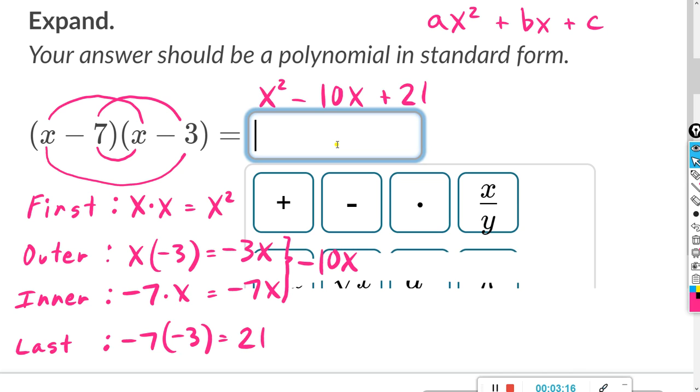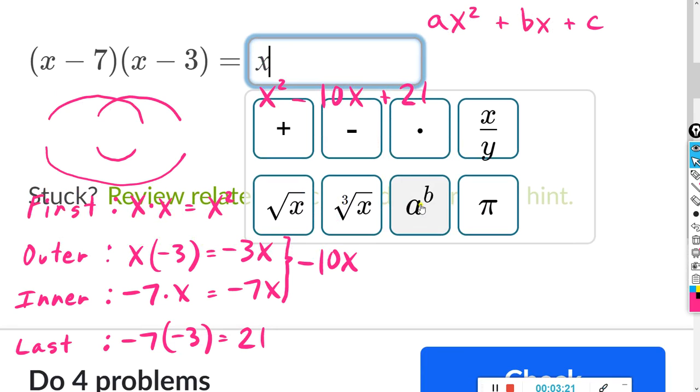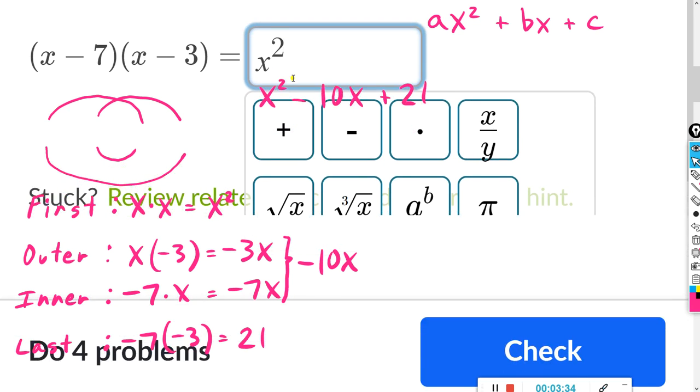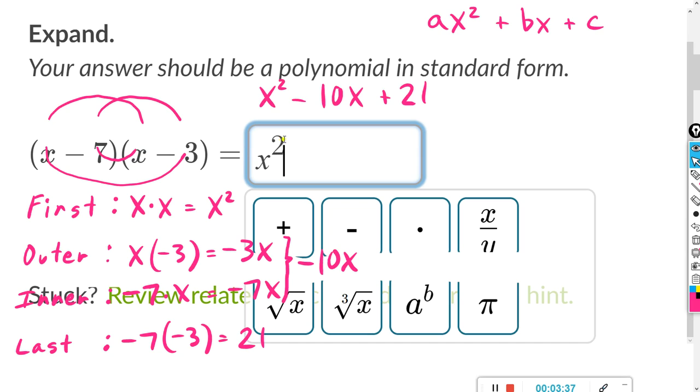So click inside the box, type x. And this button right here is for the exponent. You click that, and then you can type 2 for the exponent. And then click the right arrow key so you can bring the cursor back down. If you don't click the right arrow key, you're going to be typing in the exponent. So click the right arrow key, and now you can just type negative 10x plus 21. You can type plus, or you can click the plus right here, 21. So there's your answer.